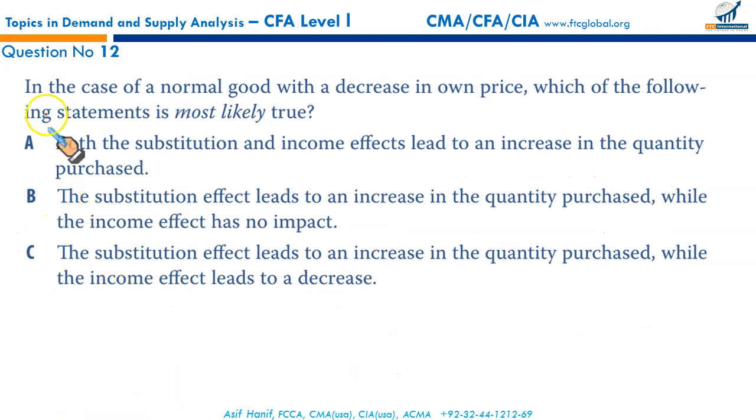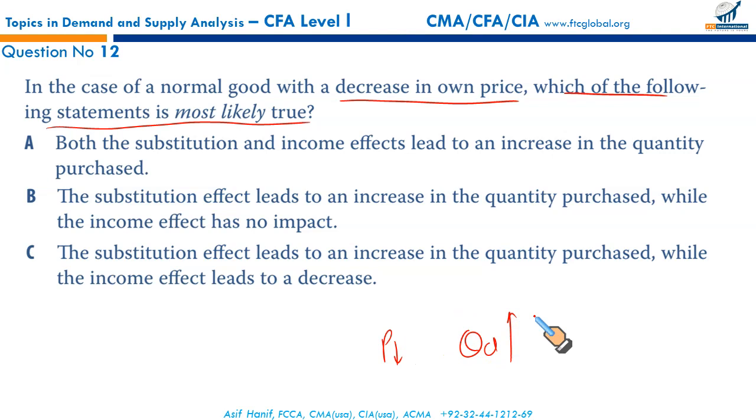Next, in the case of a normal good with a decrease in own price, which of the following statements is most likely true? When the price decreases, the quantity demanded should increase. Both the substitution and income effects lead to an increase in the quantity purchased. True. When the price falls, people now are able to purchase more of it.